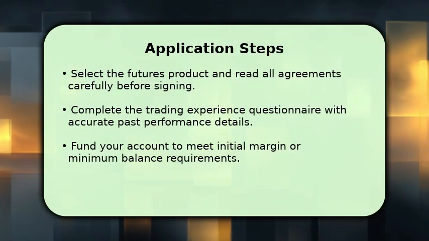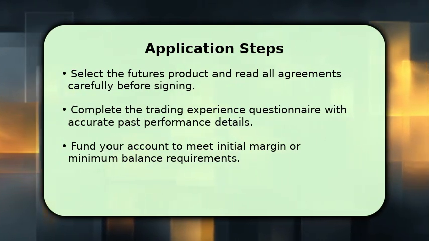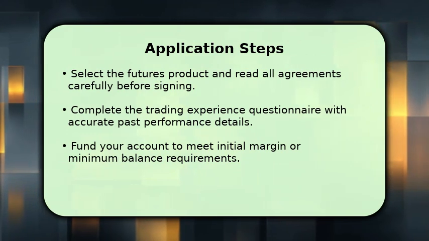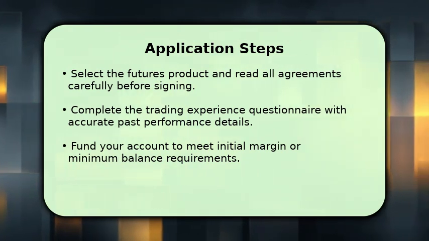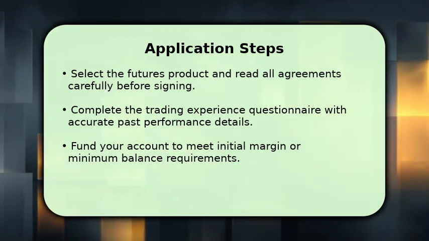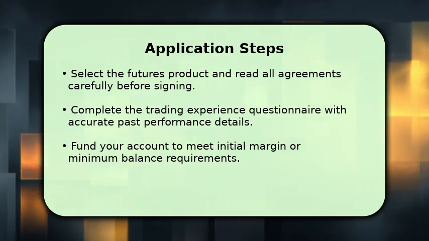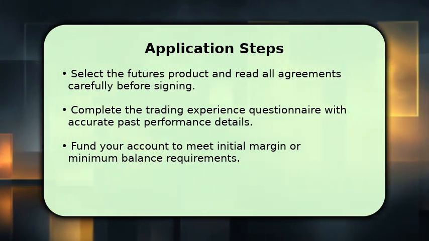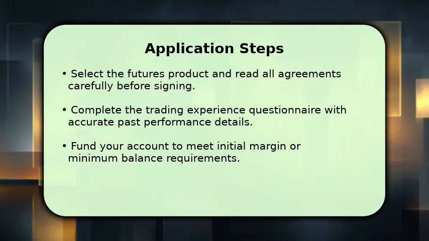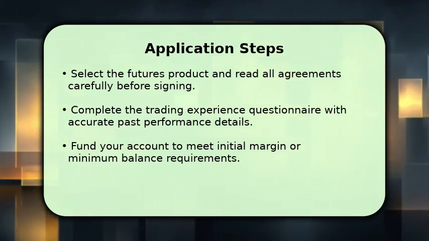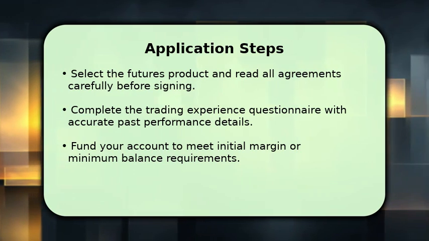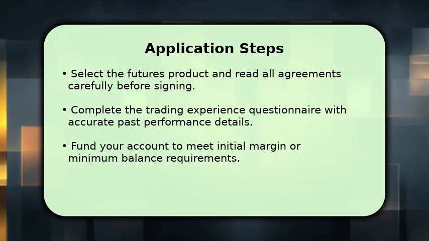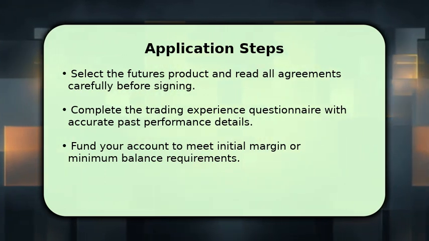Start the application by choosing the futures product you want and read every agreement carefully before accepting terms. Fill out the trading experience questionnaire truthfully, including number of trades and years of futures exposure, to match risk profile expectations. Fund your account to meet the initial margin or minimum balance, confirm you understand maintenance margin calls, and submit the application for review to await approval notification via email or in-app messages.